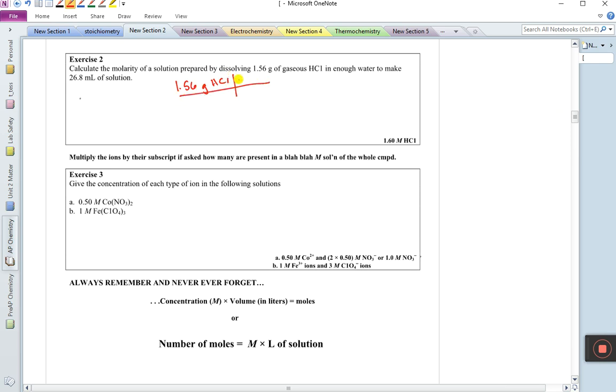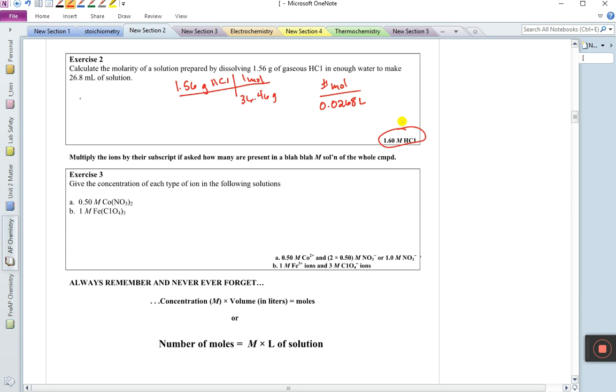And so my molar mass for HCl is going to be 1.01 plus 35.45, which would be 36.46 per 1 mole. I would take my number of moles and divide by volume in liters. Watch out, because in this case you're given milliliters. Make sure you're moving 3 to the left. So it would be 0.0268 liters, and that should get you that. If you don't, talk to me.